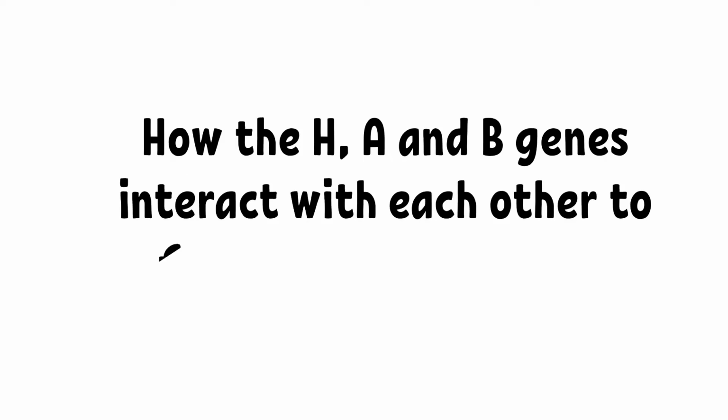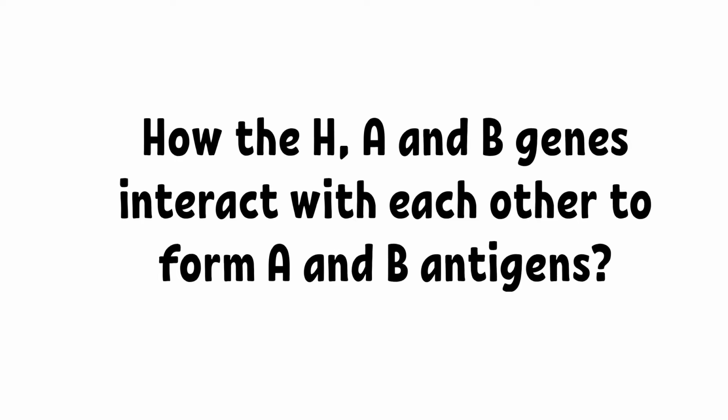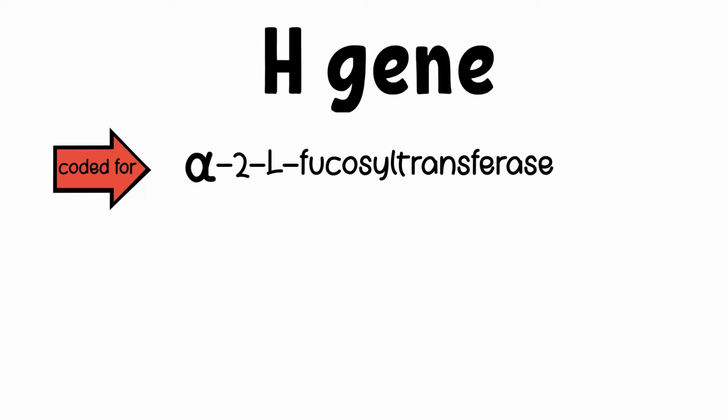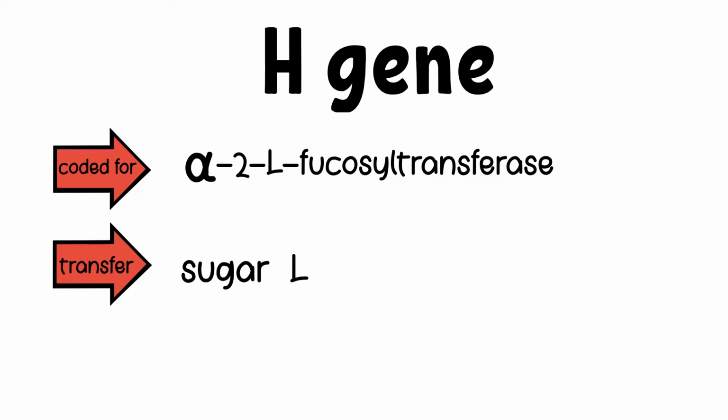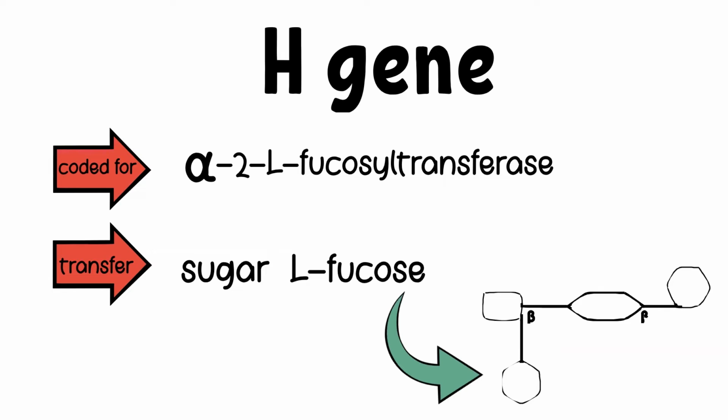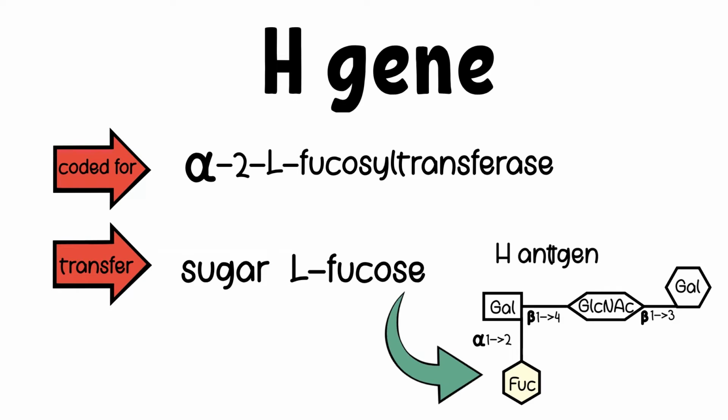How do the H, A, and B genes interact with each other to form A and B antigens? The H gene codes for the production of the enzyme alpha-2-L-fucosyltransferase that transfers the sugar L-fucose to an oligosaccharide chain on the terminal galactose. Once that happens, the sugar becomes H antigen. The H antigen is a precursor or base for the A and B antigens.